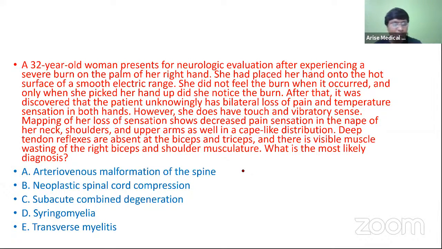Now, the most common site is in the cervical area. The second most common site, yes, Sandeep Chandra, it can be the thoracolumbar area.